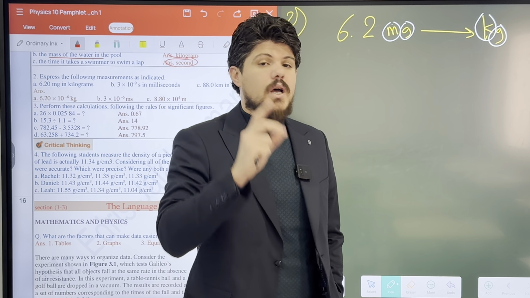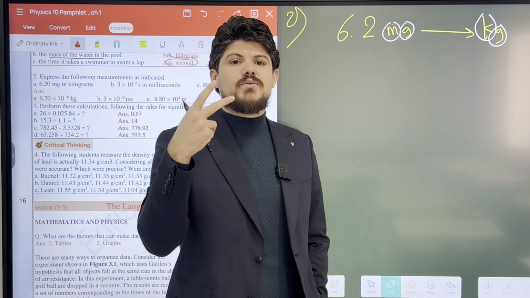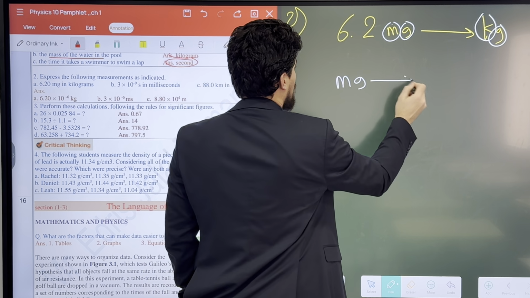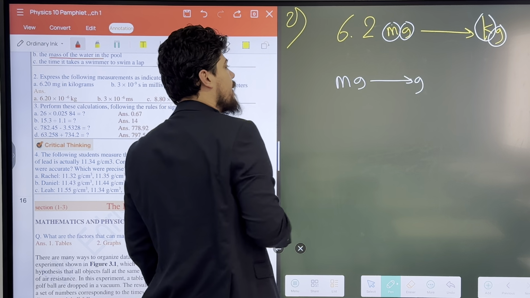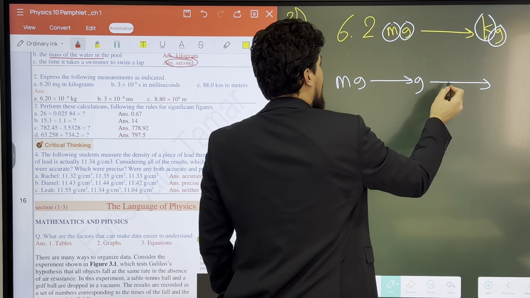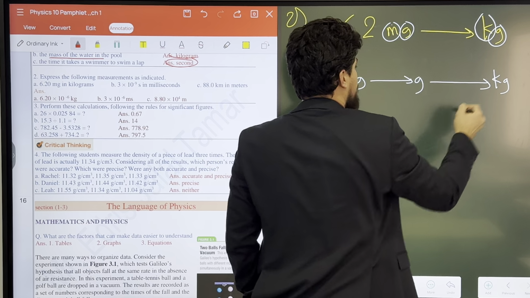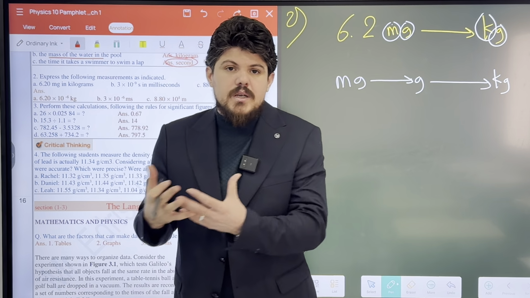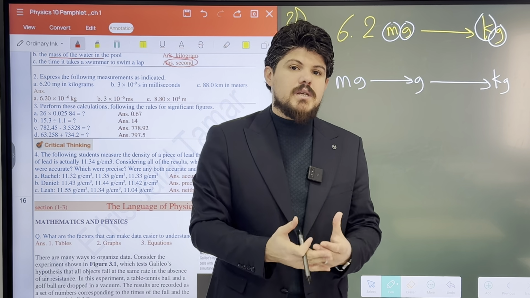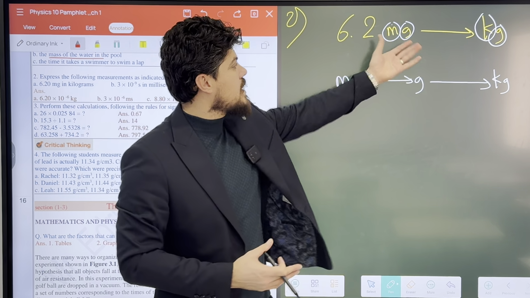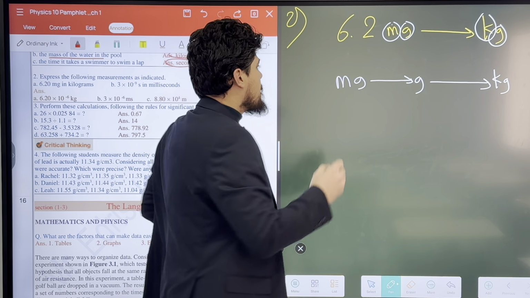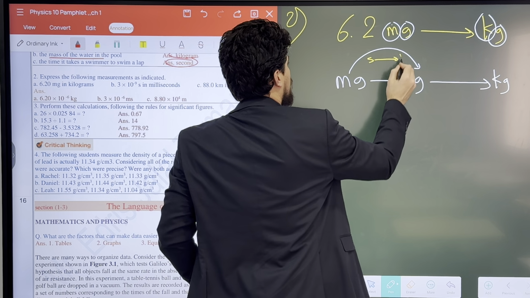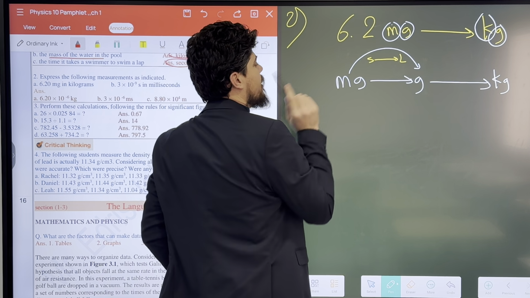In how many steps? 2 steps. Why? Because we have 2 prefixes. At first, convert milligram to the essential unit, gram, and gram to kilogram. So you have to convert a prefix to the basic dimension and the basic dimension to another prefix. What is the basic dimension here? Gram, mass. Milligram to gram, small to large or large to small? Small to large.